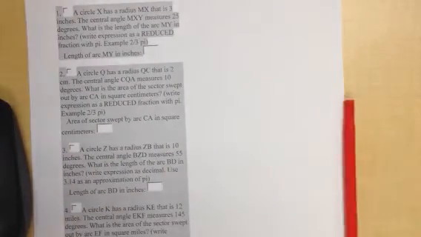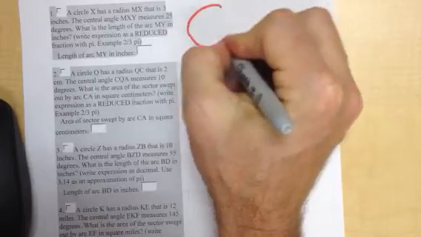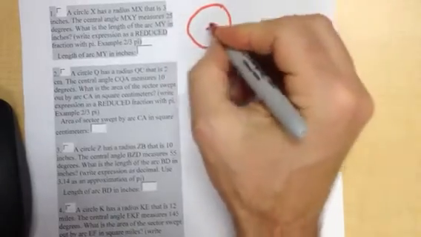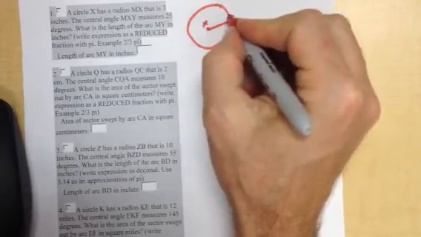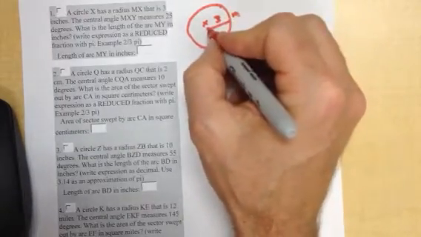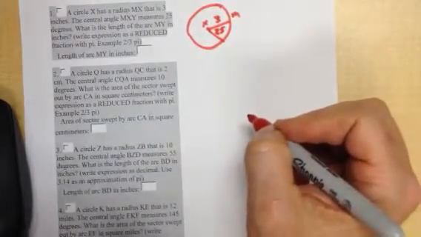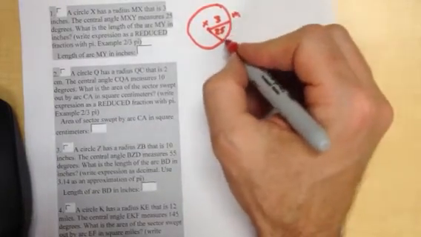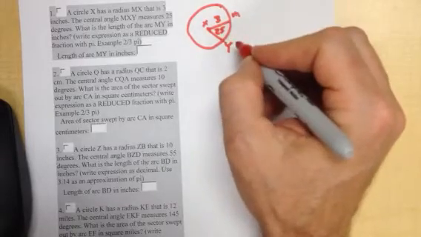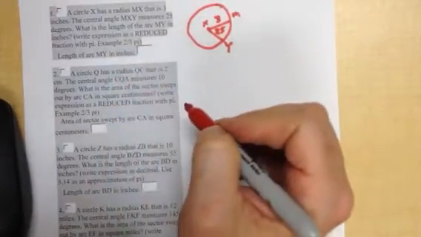All right, I'm going to review how to do a couple of these circle sector problems. In the first one, we have a circle X with a radius MX of 3. And the central angle measures 25 degrees, so maybe it's this big. This is 25 degrees. And the question is, how long is the arc length MY? It's MXY. And you're supposed to write it as a reduced fraction using pi.